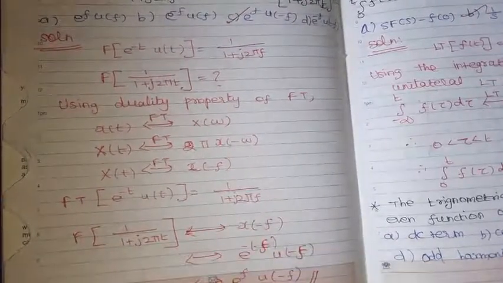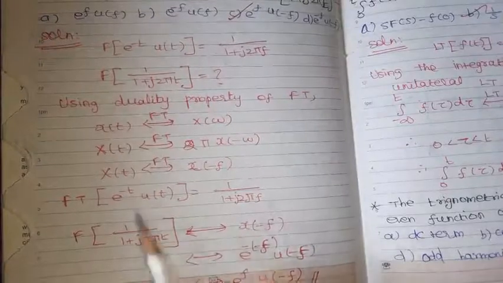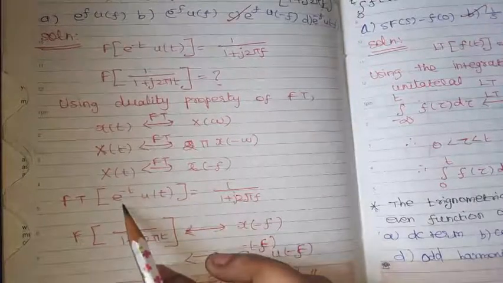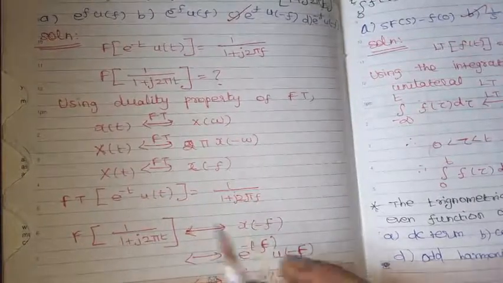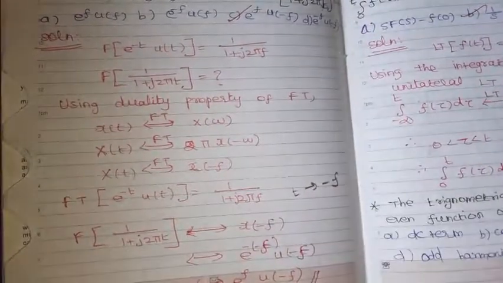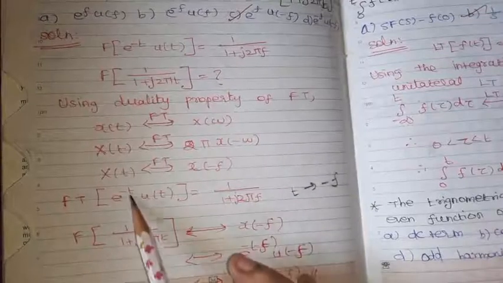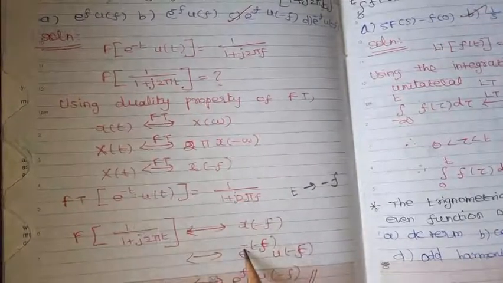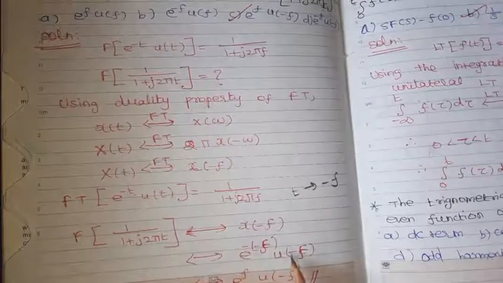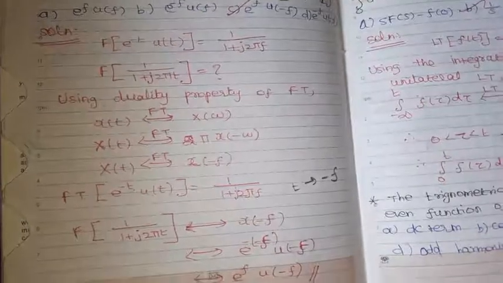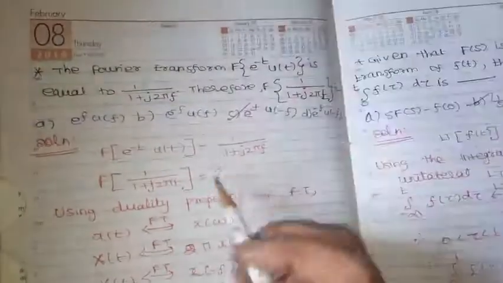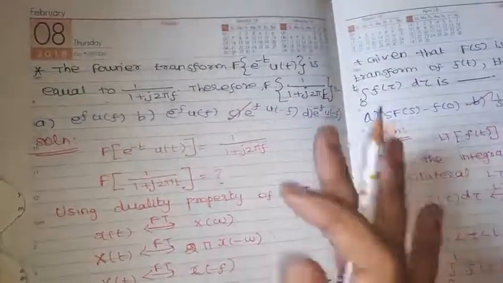What is that? X of minus f. So, for x of minus f, we need to change t into f, and in place of t put minus f. That is the meaning. So, instead of t, substitute minus f. Already one minus is outside, so minus f for t alone. Then u of minus f, the unit step function. So, what will we get? Minus into minus gives plus, e power f u of minus f. So, the answer e power f u of minus f is the right answer.